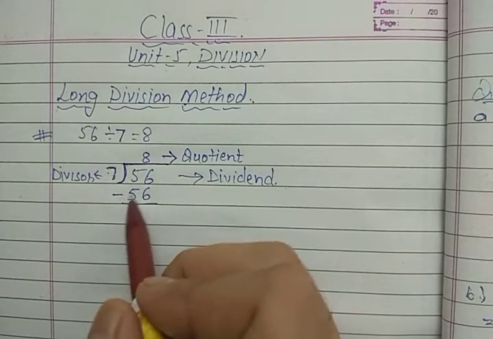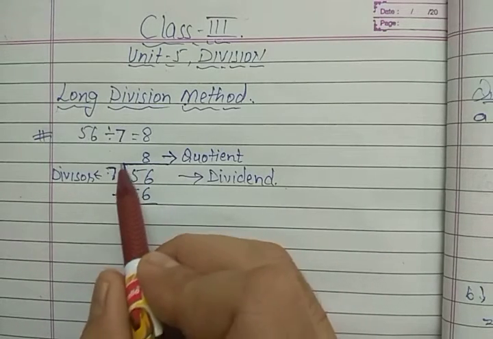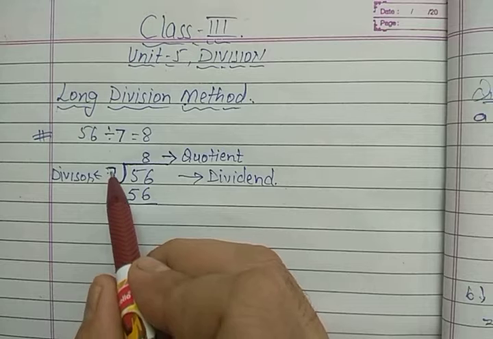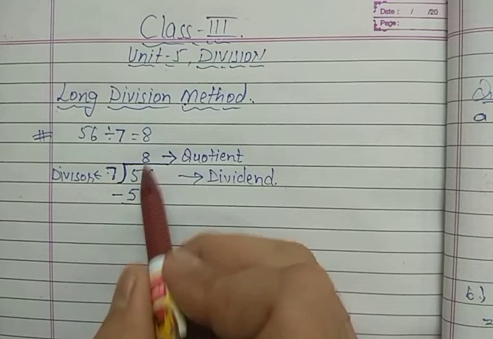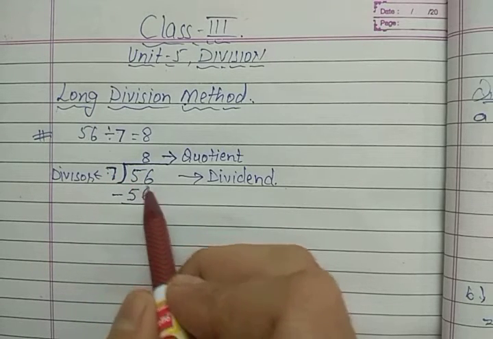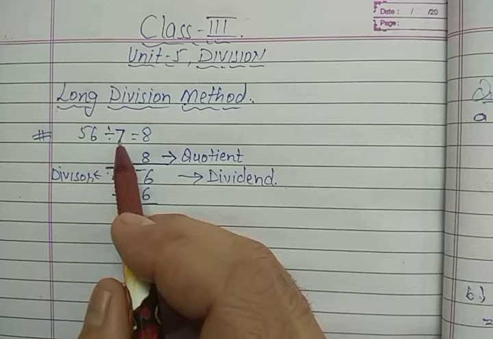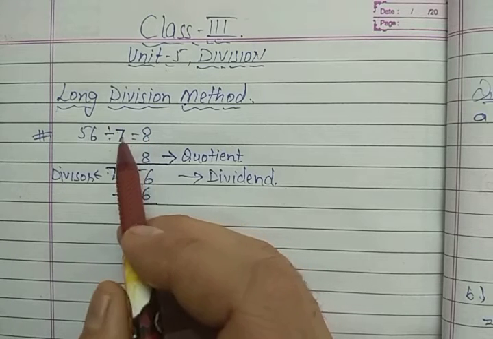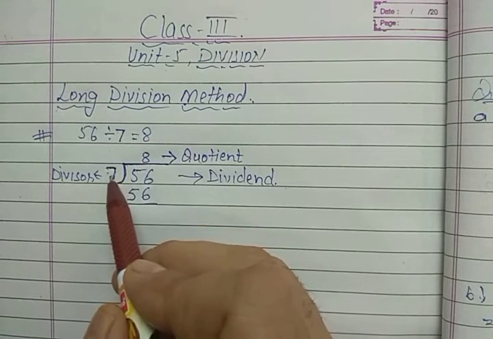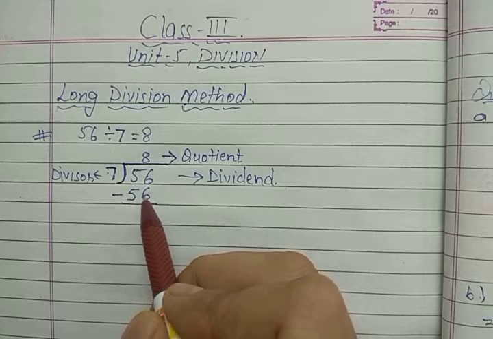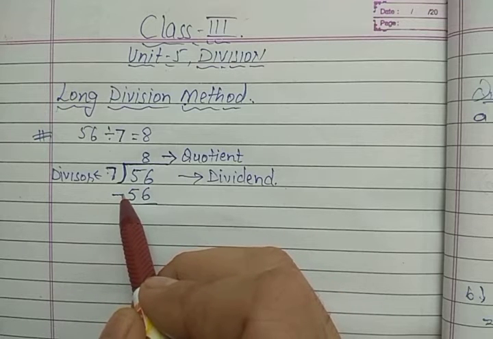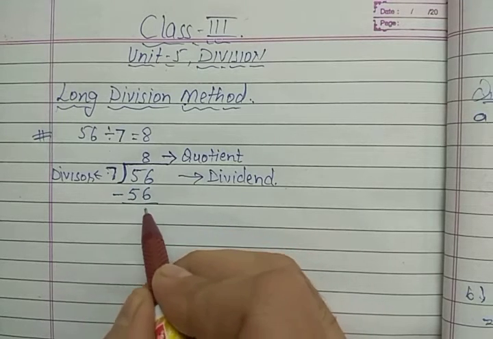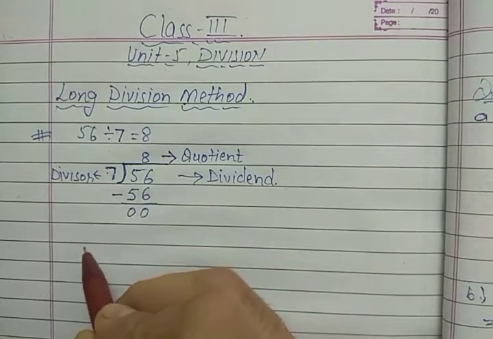Now, then 7 8s are 56. We have to recite the table of the divisor till the dividend, just like we were doing above in the simple method. So 7 8s are 56. Now we have to subtract. So 56, what is left here is 0 and 0.